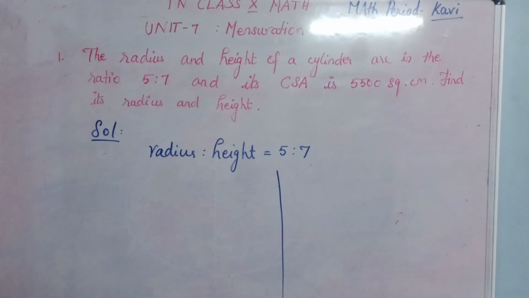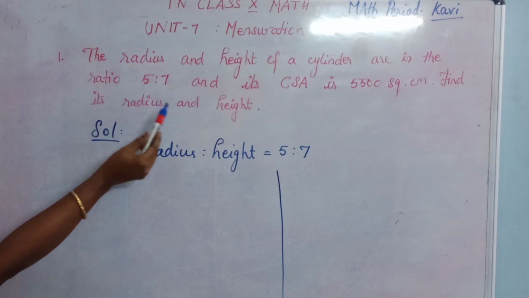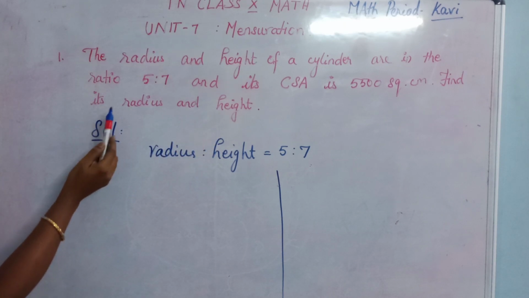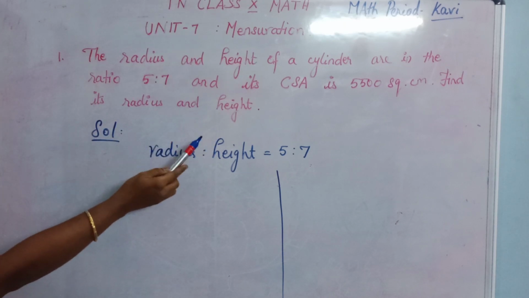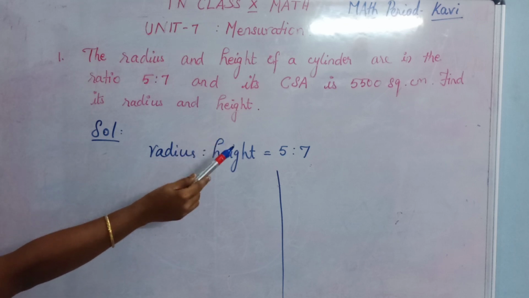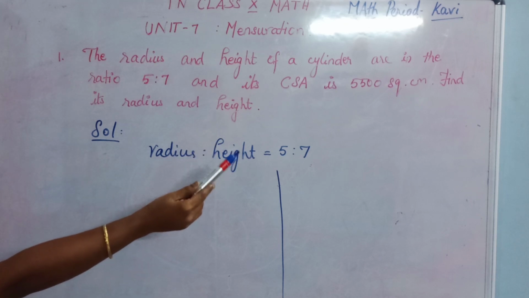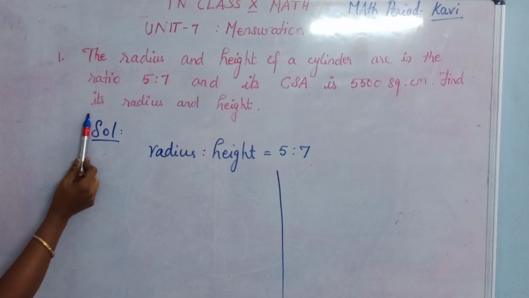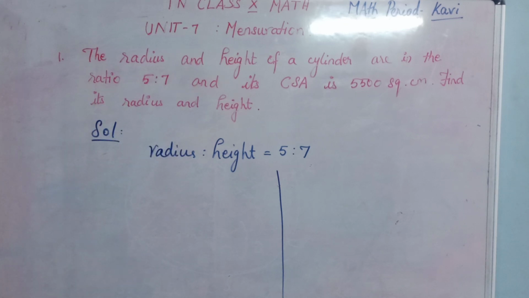Today we are going to see Unit 7 Mensuration. Problem number 1. The radius and height of a cylinder are in the ratio 5:7 and its curved surface area is 5500 square centimeter. Find its radius and height. So let us solve this problem.